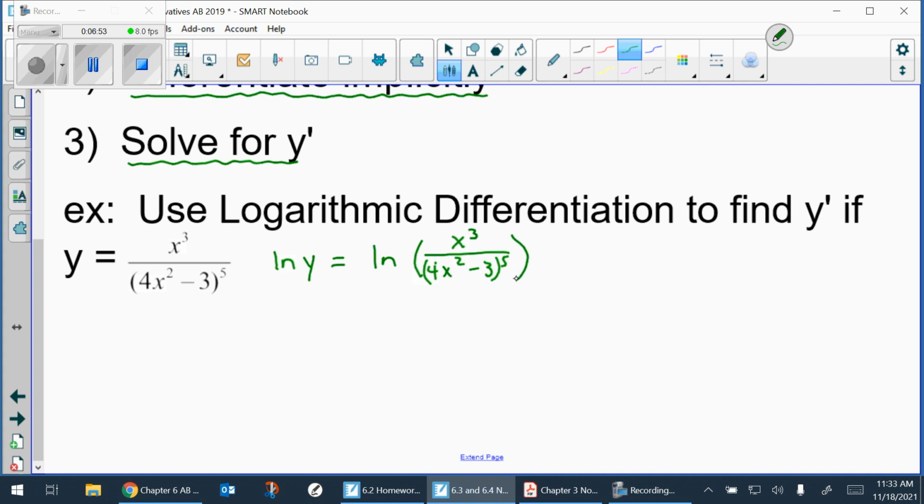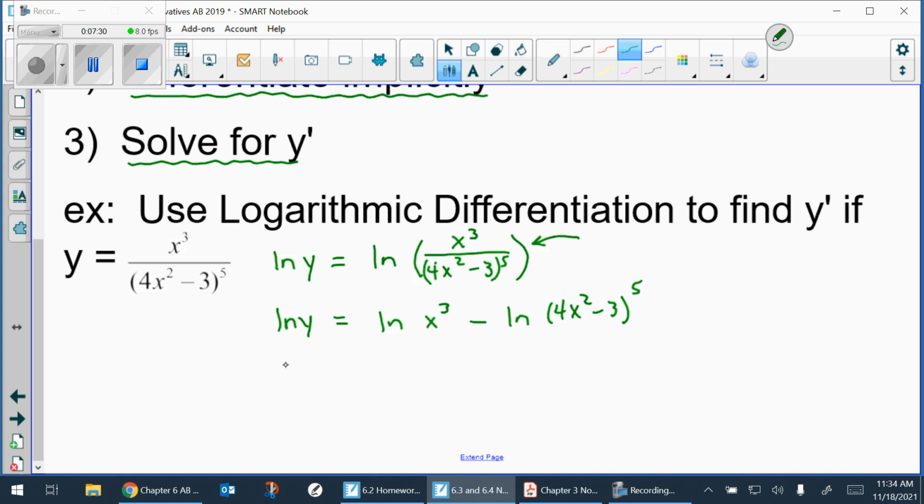Now, before I jump in and start taking the derivative, I'm going to say that the natural log of y is equal to, I'm looking at stuff over here that is being divided. I could rewrite this as the natural log of x cubed minus the natural log of 4x squared minus 3 to the fifth. Just using our laws of logs that we talked about in section 6.3.